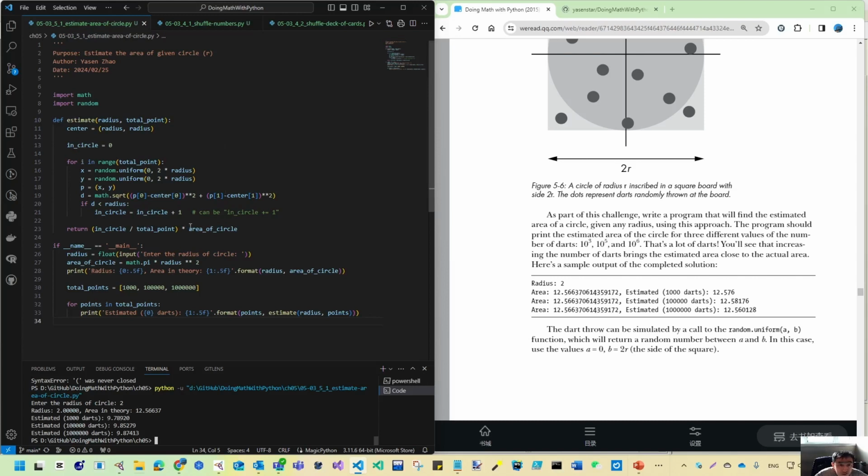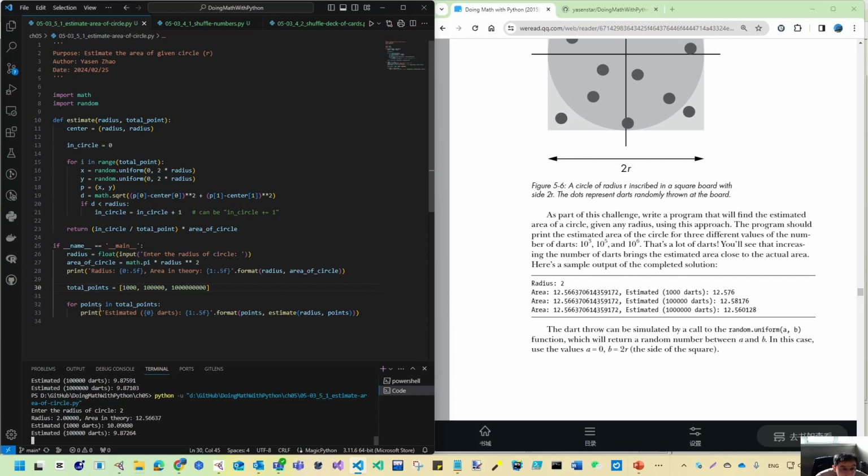So area of circle is pi times radius. Radius is 2. So divided by total points. Why is it only 9? So in circle is in circle plus 1. Let's put this 2 times. Let's run this again. It looks like it's only around 9. So if I put this quite big, it's 10. So maybe it's just the area estimate, but it should be around 12.